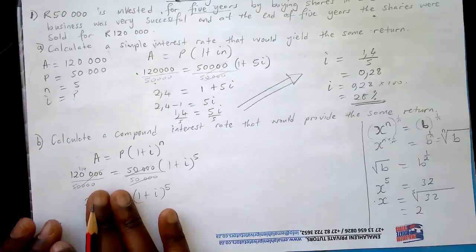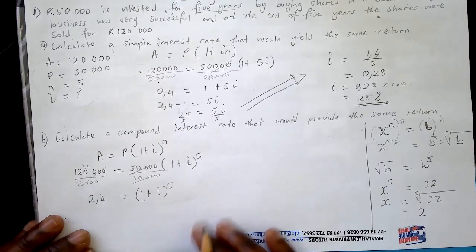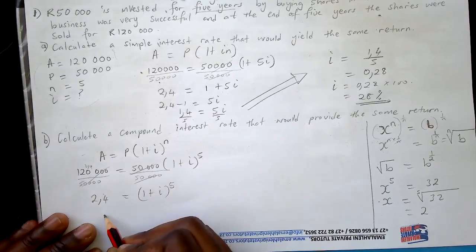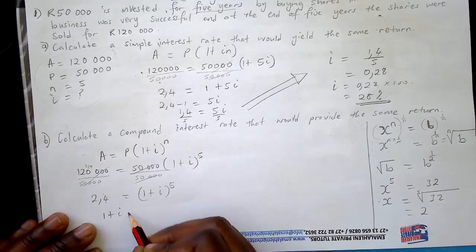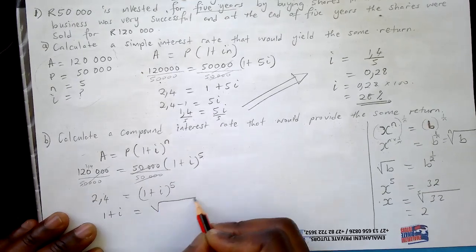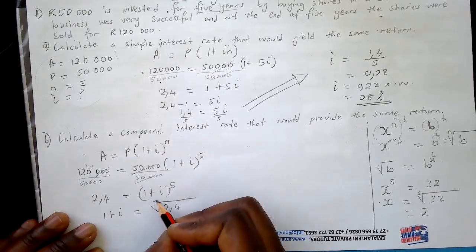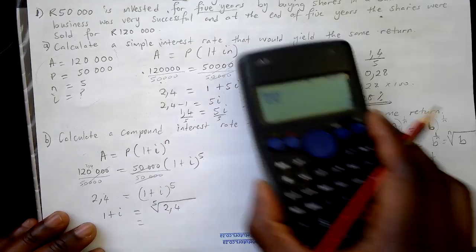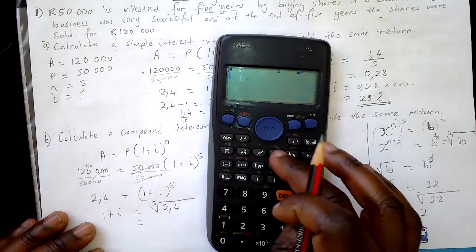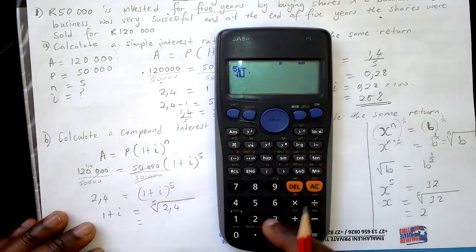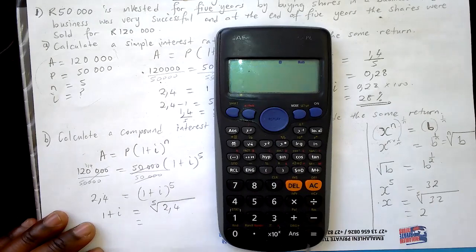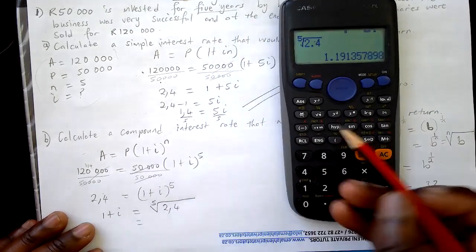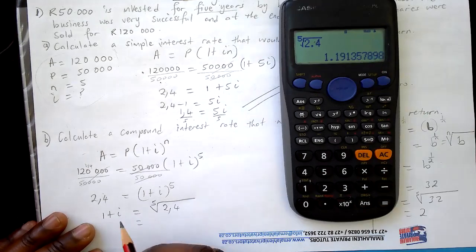So let's go back to the question again and see what we are saying here. It means that here we're going to say 1 plus i, we want to remove the 5, is going to be equal to 2,4. We put our 5 there. Then what do we get? We're going to say shift root 5, 2,4. Then what do we get? We get 1,19.